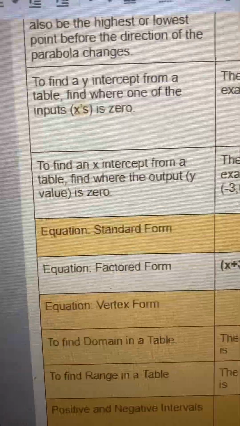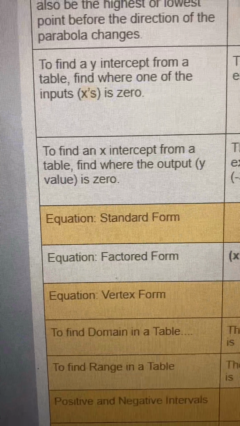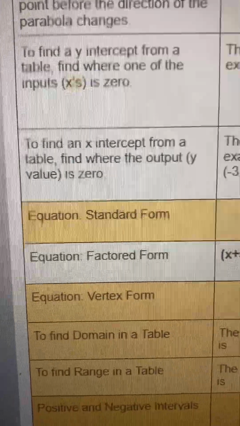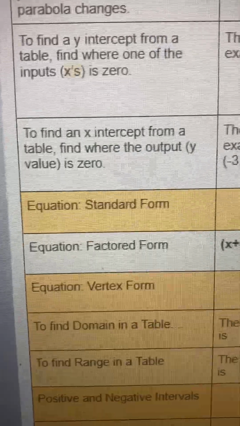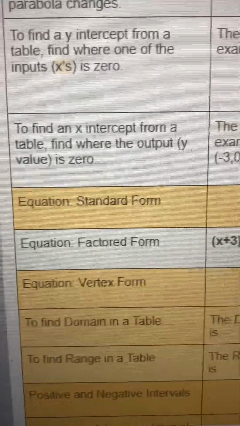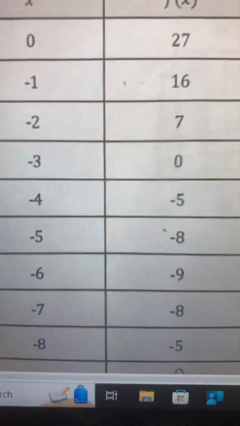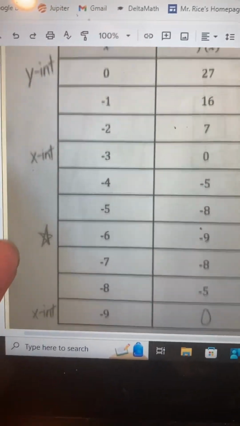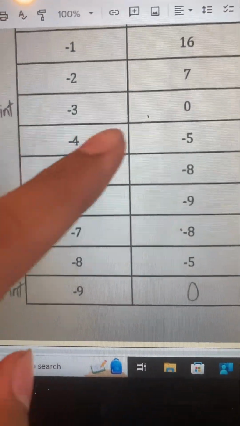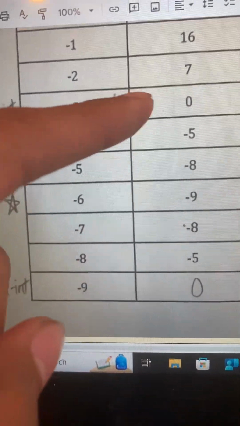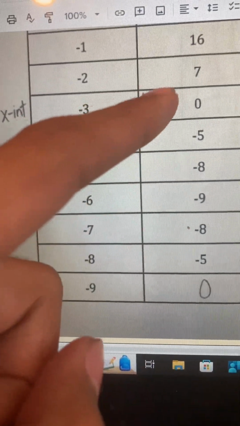Now to find an x-intercept from a table, you're going to want to find where the output, the y value, is 0. On my table, I have 2 x-intercepts because there are 2 inputs that have an output of 0. As you can see, I have -3 and -9. Those 2 are my x-intercepts because the output is 0.